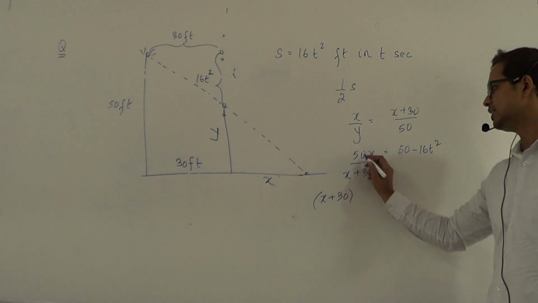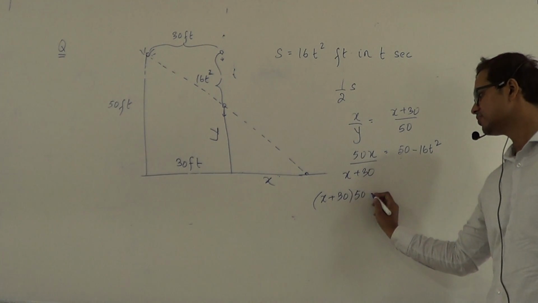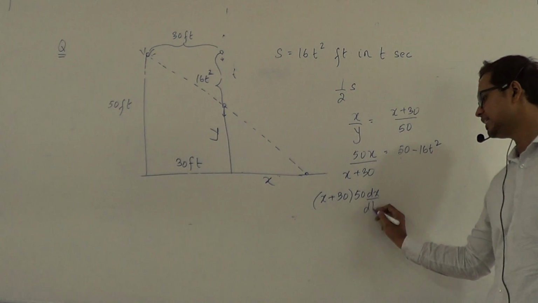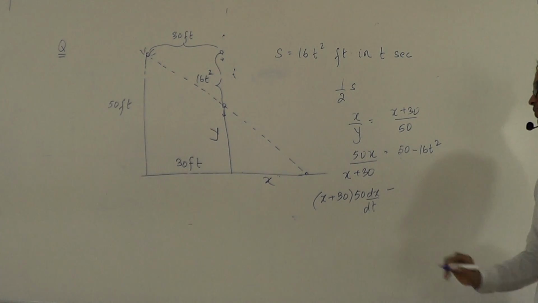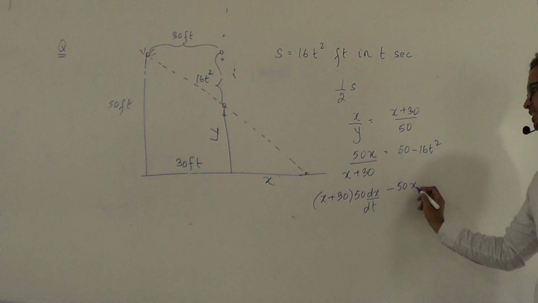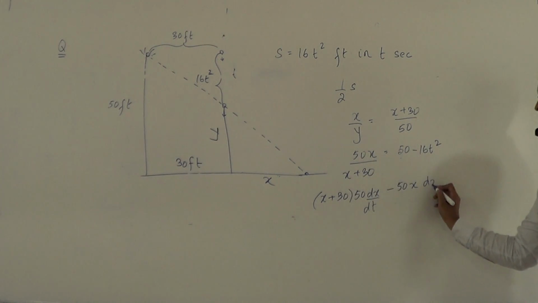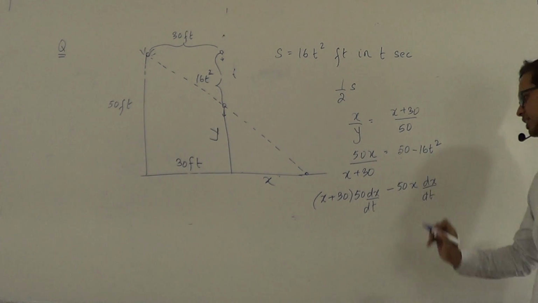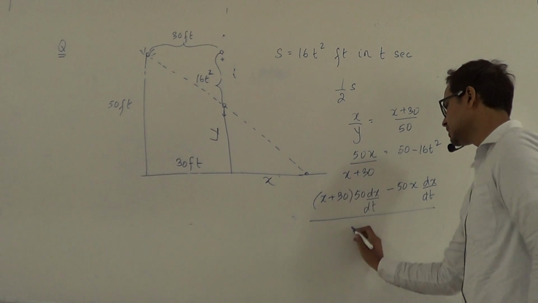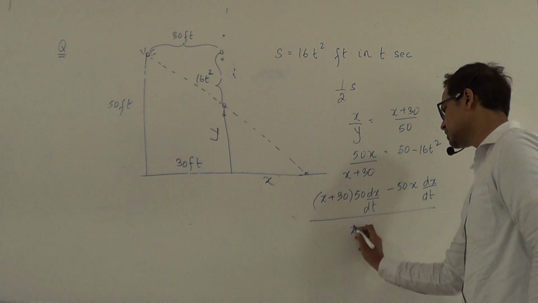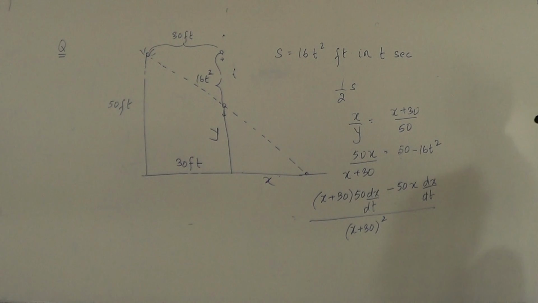So x plus 30, what is the 50x derivative? 50 dx by dt minus 50x, derivative of this will be dx by dt, whole divided by x plus 30 the whole square. Is that okay? And on this side it will be minus 32t. Correct?